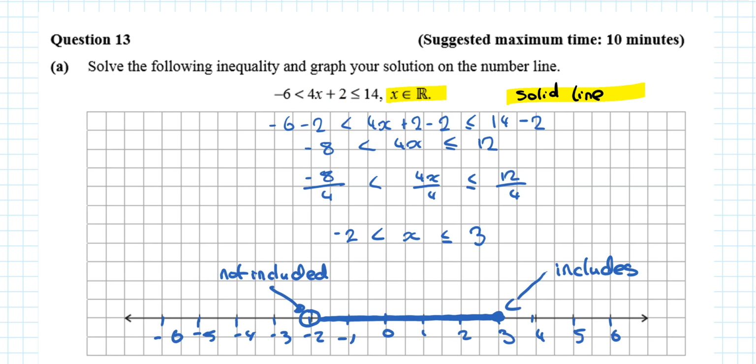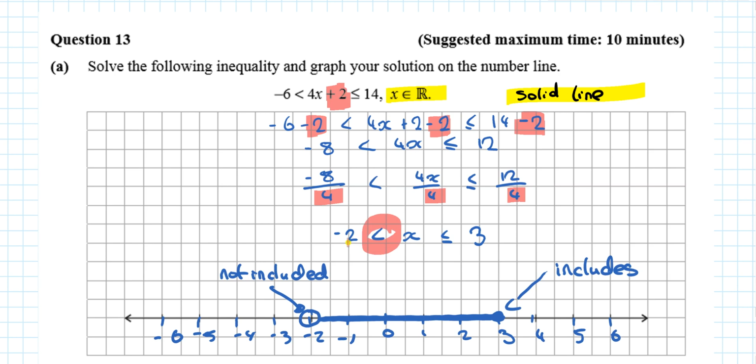So first of all, I've gotten rid of the plus 2 in the middle by subtracting 2 from absolutely everywhere. And then I've got 4x in the middle. Now I want to get x in the middle on its own. So what's the opposite of multiplying by 4? Dividing by 4. So I've divided everywhere by 4, and I got minus 2 is less than x is less than or equal to 3.